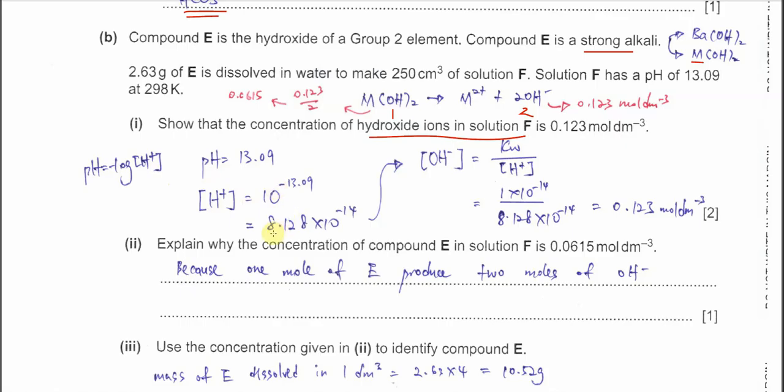So we will get 8.128 times 10 to the power negative 14. Then we use the Kw expression. Kw is equal to the concentration of hydroxide times the concentration of hydrogen ion. Therefore, the concentration of hydroxide is equal to Kw over the concentration of hydrogen ion. By doing this, you will get it proven: 0.123 mole per dm cube.